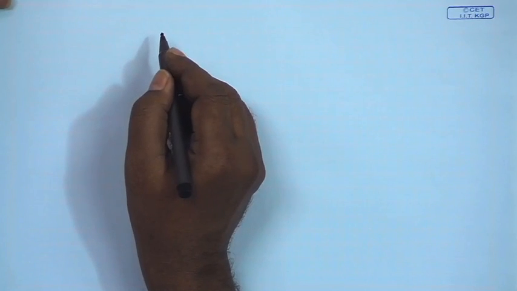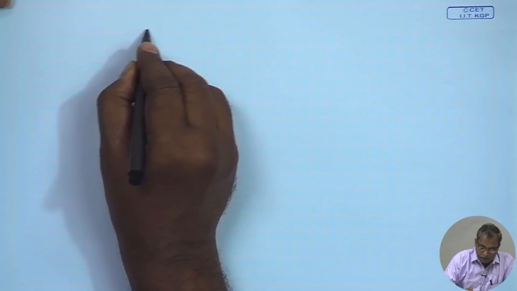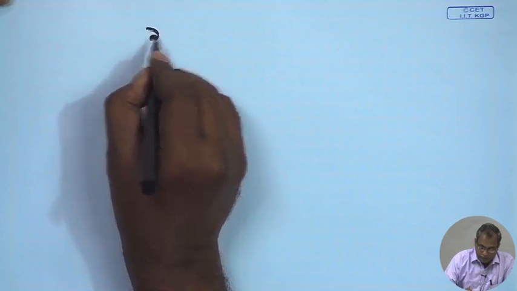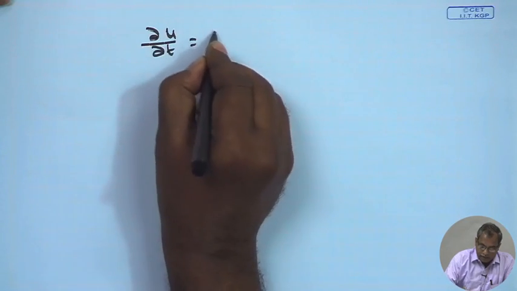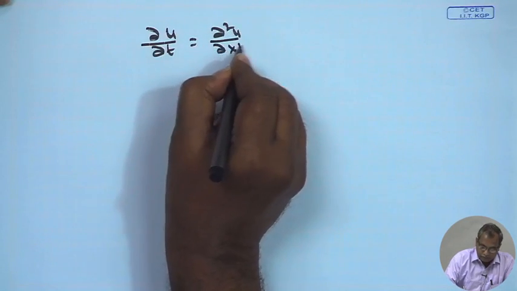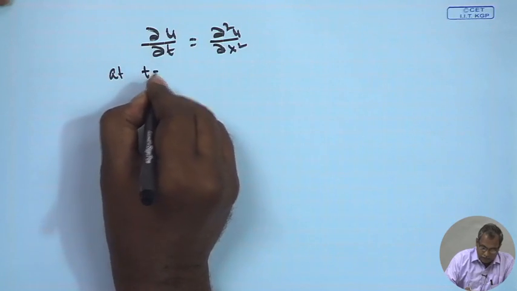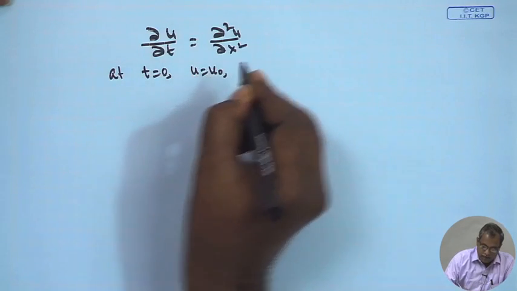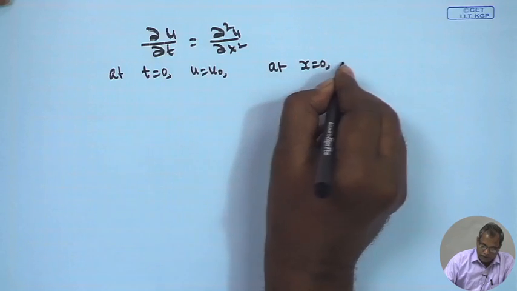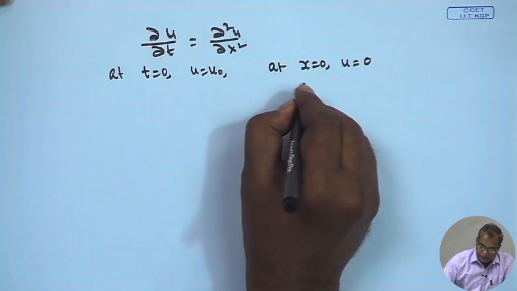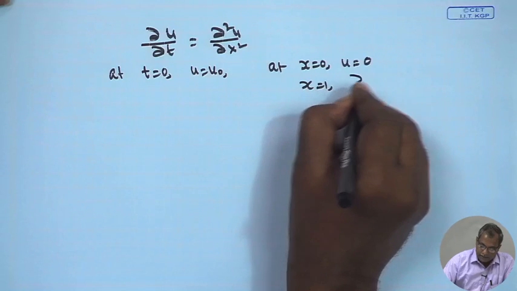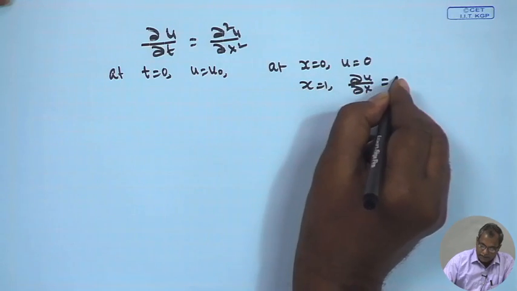So, once that is clear, then in an actual problem, if we have the boundary conditions at a different boundary or reversed, we will be able to tackle that problem as well. For example, I am looking into a two-dimensional problem, one dimension in space, one dimension in time, del u del t equals del square u del x square. At t is equal to 0, let us say u is equal to u naught, at x is equal to 0, u is equal to 0 and at x is equal to 1, let us say del u del x is equal to 0.